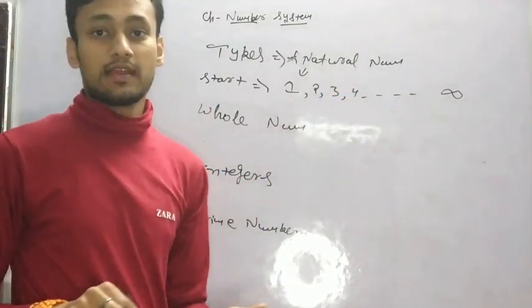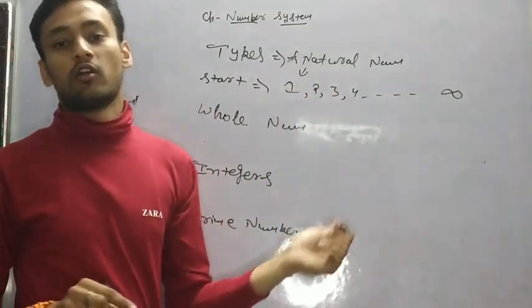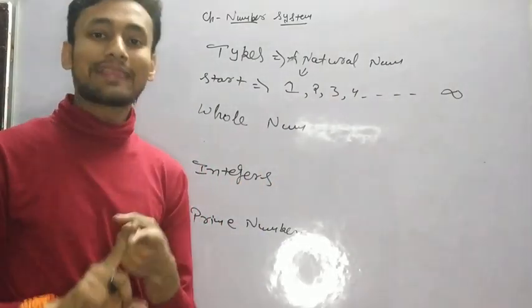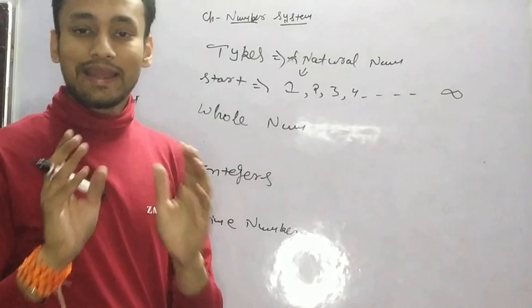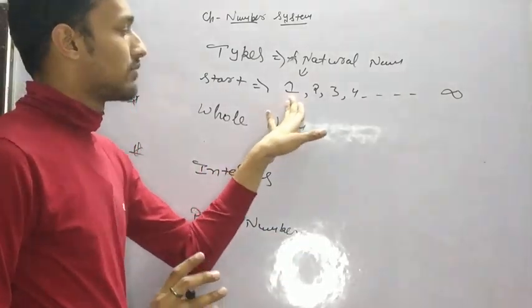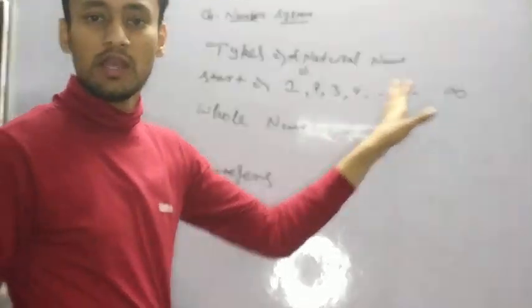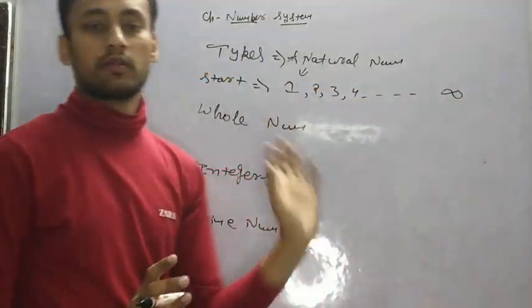Now the question is raised: why do they start from 1 only? Why do they not start from 0? So friends, 0 is neither a natural number nor anything else. Natural numbers are actual in their form, and they are always in a positive form. That is why they are called natural numbers.